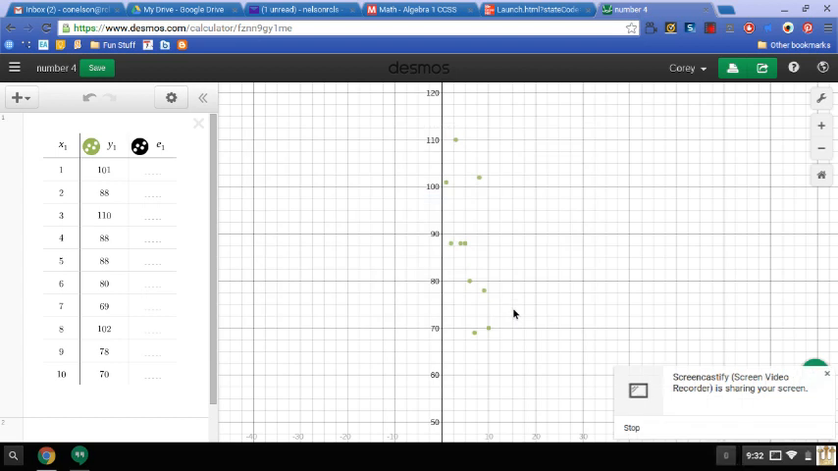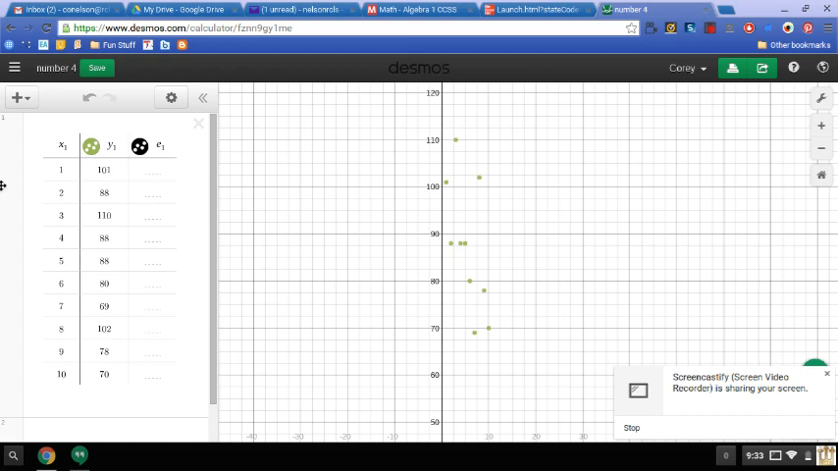Hey, eighth grade, here is a little bit more information or just a reminder of the stuff we did today with the best fit lines and residuals and all that stuff that we've talked about. So we're looking at number 4, and I've already put in the information.